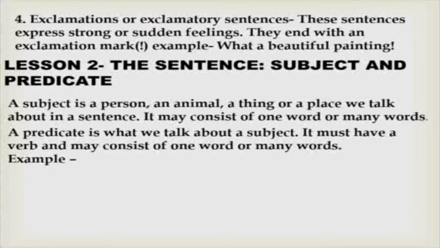Now let us see this example. The book is on the table. Here the book is the subject, because it is the thing we are talking about. And what is the predicate here? Is on the table. That is what we are saying about the book. And here is the verb.